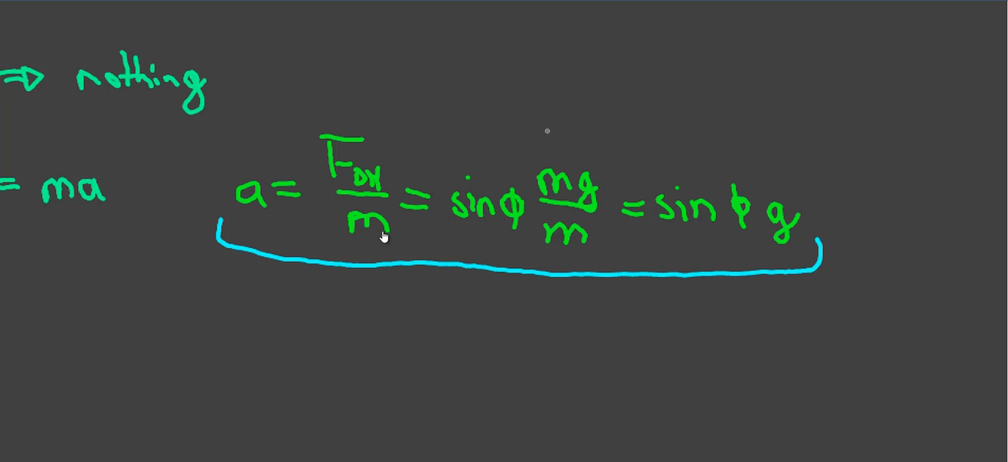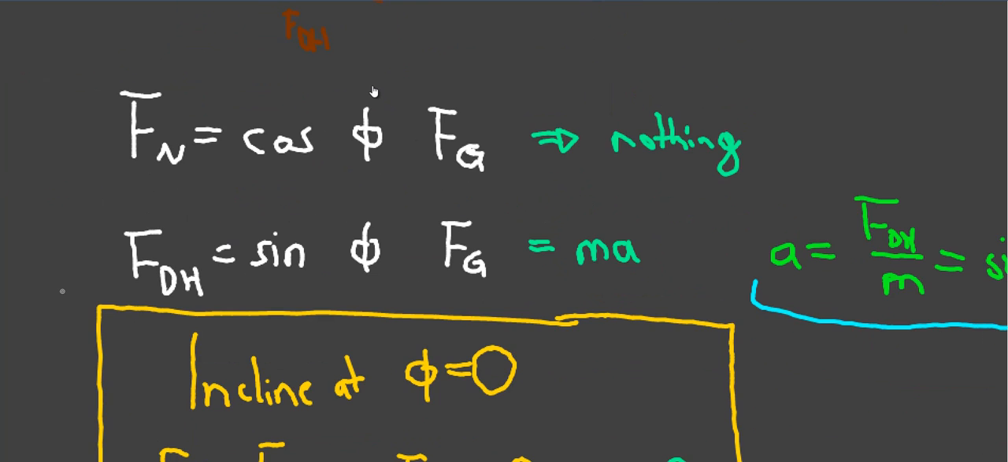And we can see that the masses cancel out. So we're left with sine of phi times g. So our actual acceleration is independent of our mass. We are always going to be accelerated with sine of phi times g. Well, what does it tell us?